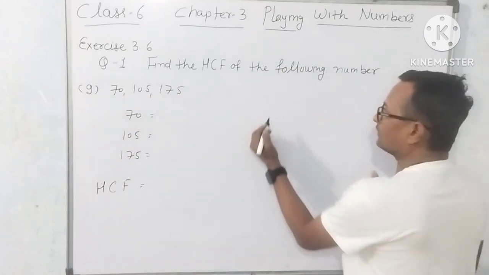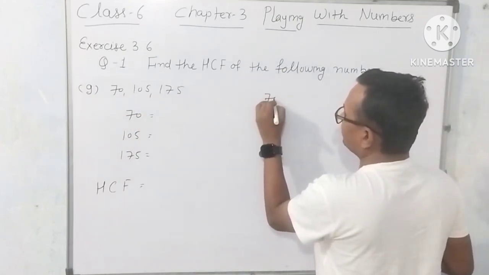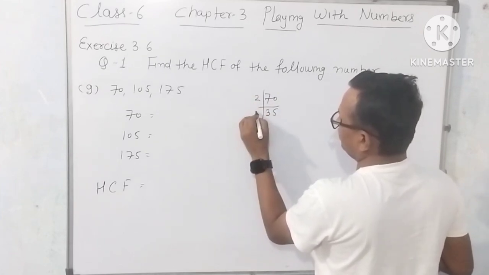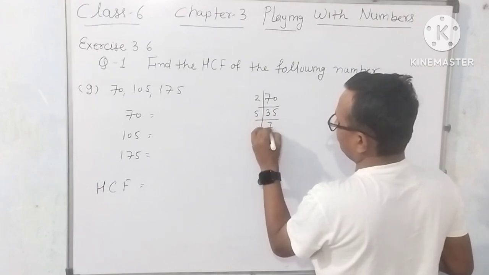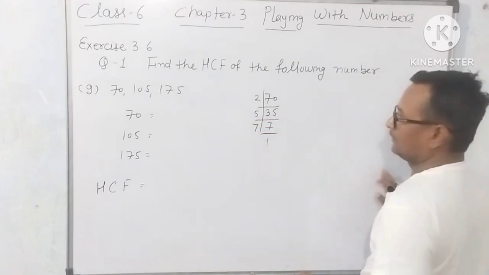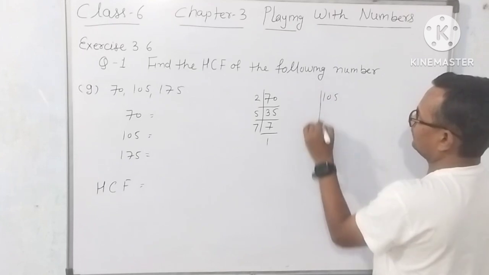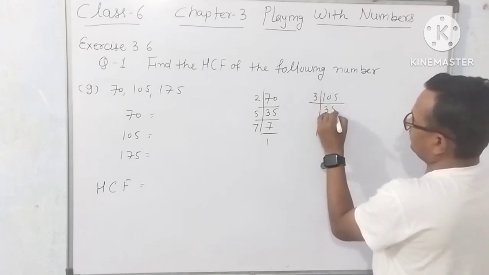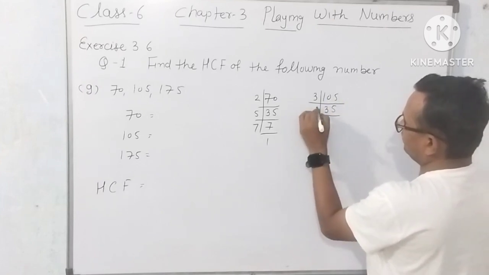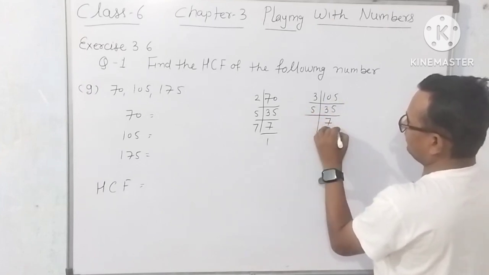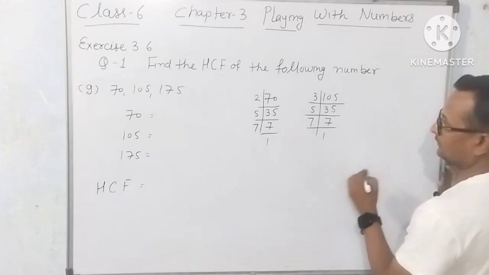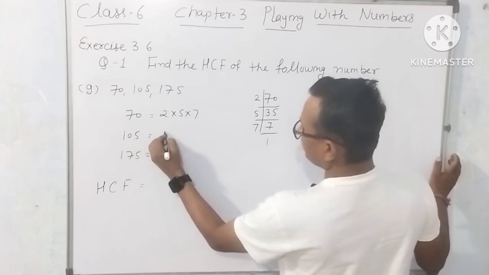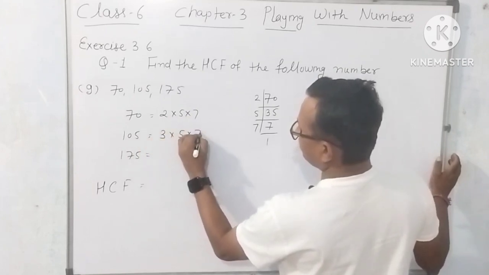We have to do the same procedure for these numbers also. First we have to find out the prime factors of 70. So 2, for 105, 3 3 is 9, 3 5 is 15, 5 7 is 35, 7 1 is 7. Here you can write 2 into 5 into 7. Here 3 into 5 into 7.